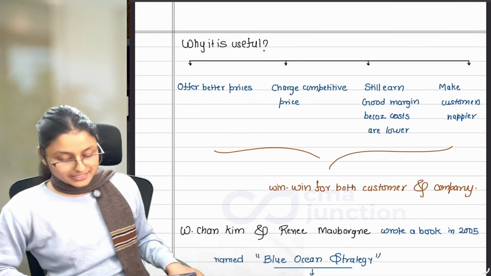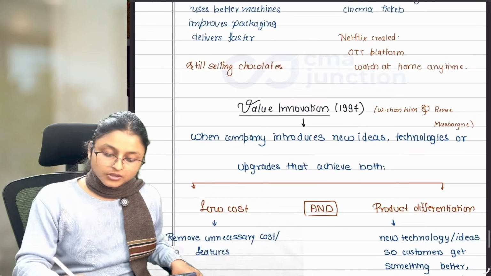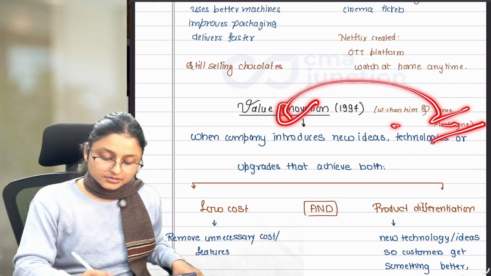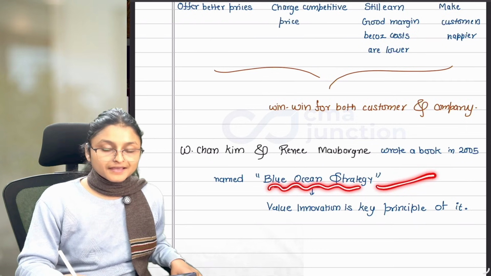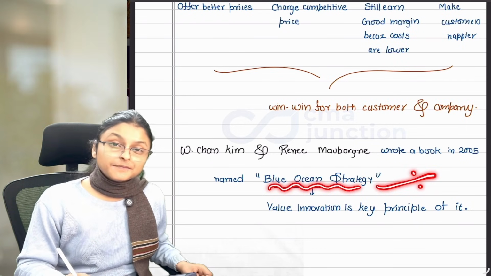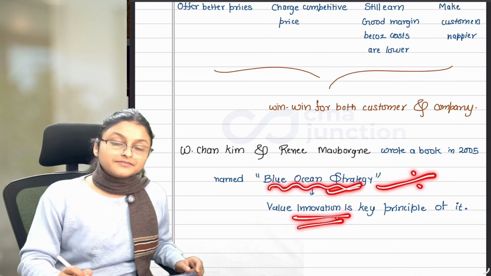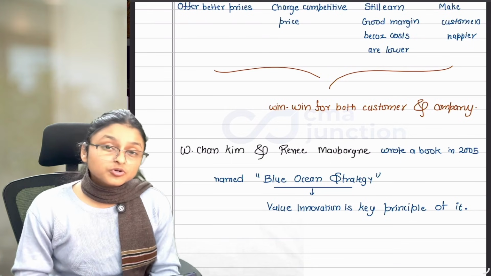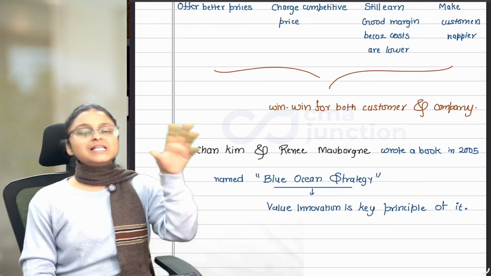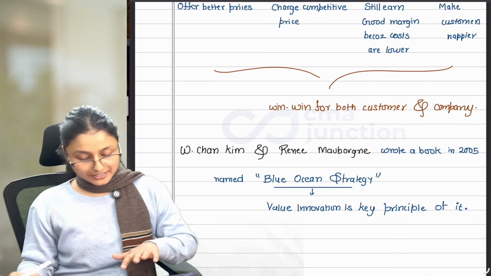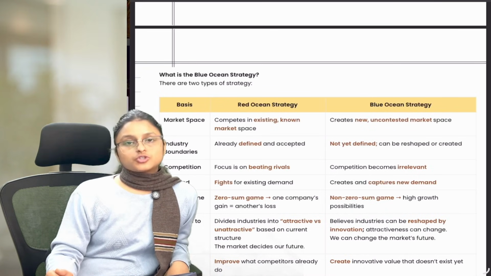Now, W. Chan Kim and Renée Mauborgne wrote a book in 2005. So, both the persons who introduced this term wrote a book in 2005 named Blue Ocean Strategy. Now, this Blue Ocean Strategy's key principle is value innovation only. So, value innovation is connected with Blue Ocean Strategy. Now, what is Blue Ocean Strategy? To understand it, we need to see two different types of strategy, that is Red Ocean and Blue Ocean Strategy. Let's just see the difference between both of them.